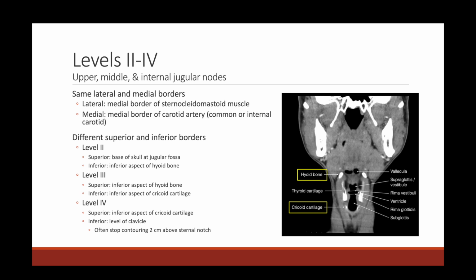So the levels 2, 3, and 4 all have the same lateral and medial borders, and they basically sit right on the inside of the sternocleidomastoid muscle.